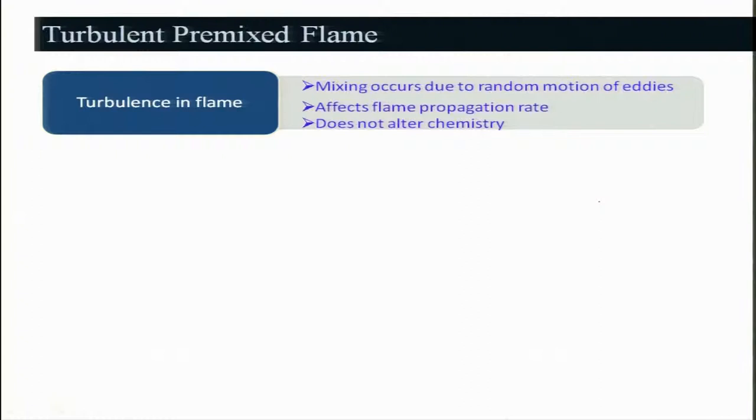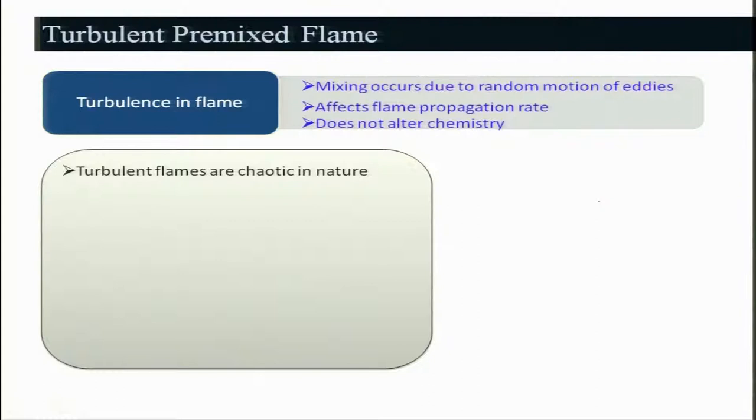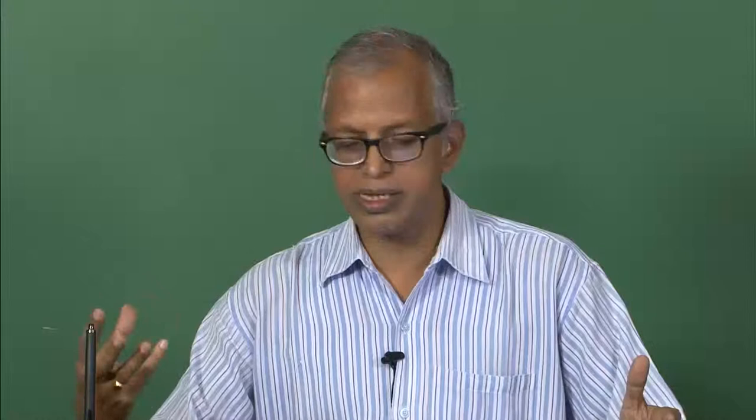As I told you, turbulent flames are random or chaotic in nature. Because of what? Because of eddies, and eddies are of various kinds: large eddies, small eddies, medium scale eddies. We have talked about various scales like the integral scale, the Kolmogorov scale and the Taylor microscales. Those scales will be different, so the vortex sizes will be different and it will be very violent in nature.